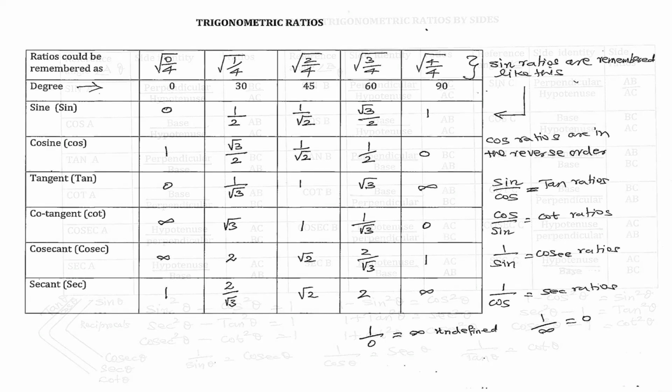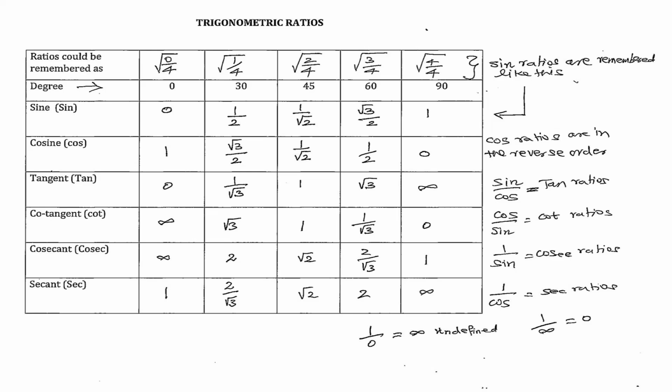Now the trigonometric ratios in the next slide are remembered as the ratio of square root of 0 by 4, 1 by 4, 2 by 4, 3 by 4 and 4 by 4. Now sin 0, 30, 45, 60 and 90 is given as the square root of ratios of 0 by 4, 1 by 4, 2 by 4, 3 by 4 and 4 by 4 as explained in the chart. The ratios of cos theta are in the reverse order: 1, root 3 by 2, 1 by root 2, 1 by 2, 0.